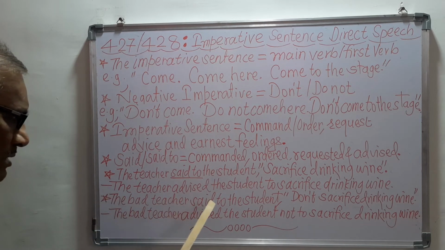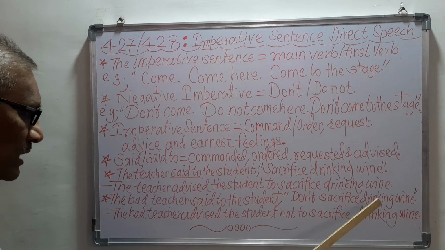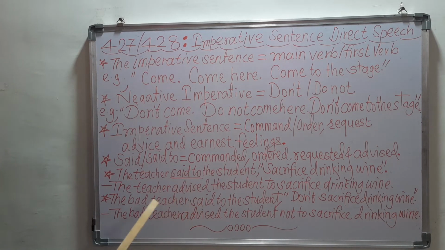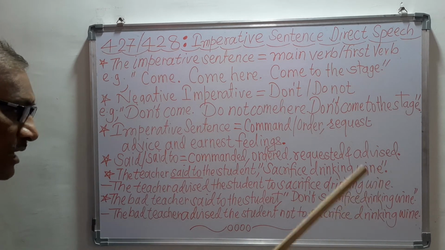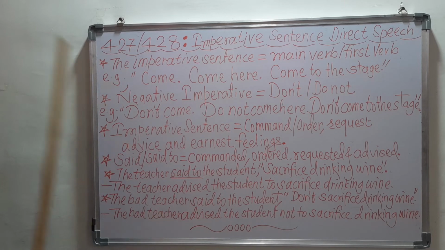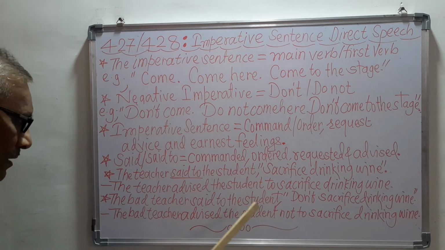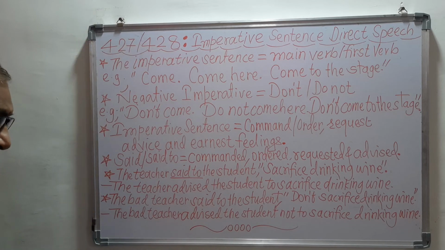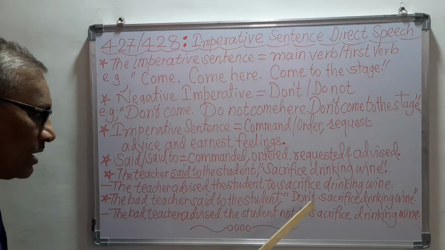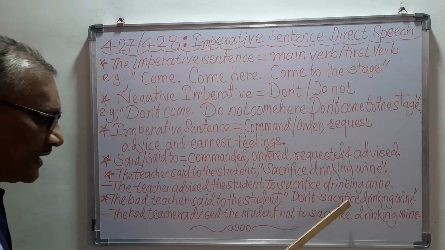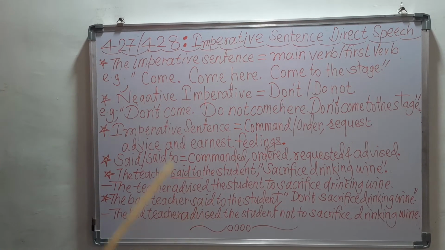Now the last sentence is given here. The bad teacher said to the student, "Don't sacrifice drinking wine." So remember, the teacher is bad, and that's why the bad teacher gives the suggestion that don't sacrifice drinking wine, because he likes that the student should not leave drinking wine, and that's why the bad teacher has given the suggestion. The suggestion is don't sacrifice drinking wine. So this is the sentence, and the indirect speech is like this.